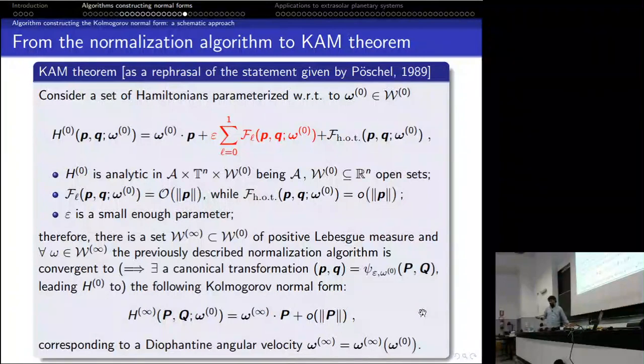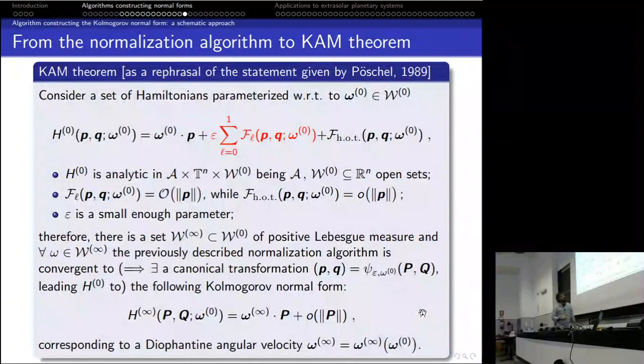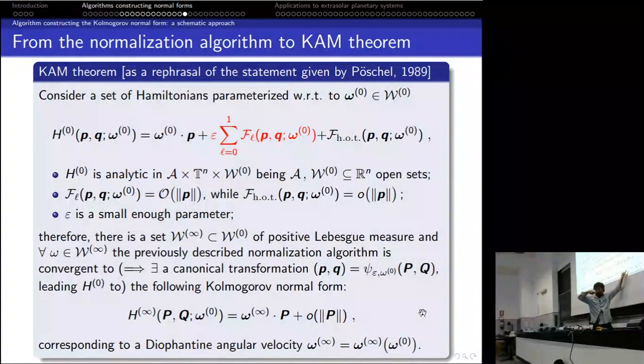Well, so what about the non-resonance condition? You recover the non-resonance condition in the final set you obtain, in the sense that, okay, well, in general, not the original angular velocities are Diophantine. Okay, but the angular velocities you obtain by updating at each step the values of the angular velocities, including the angular average, okay, well, this sequence of angular velocities will converge to a Diophantine one.